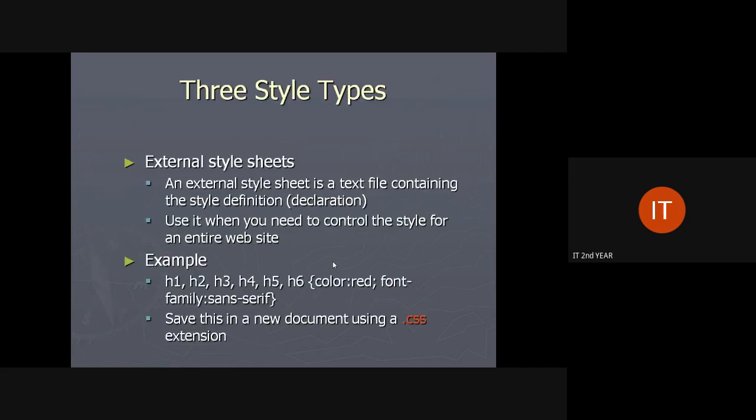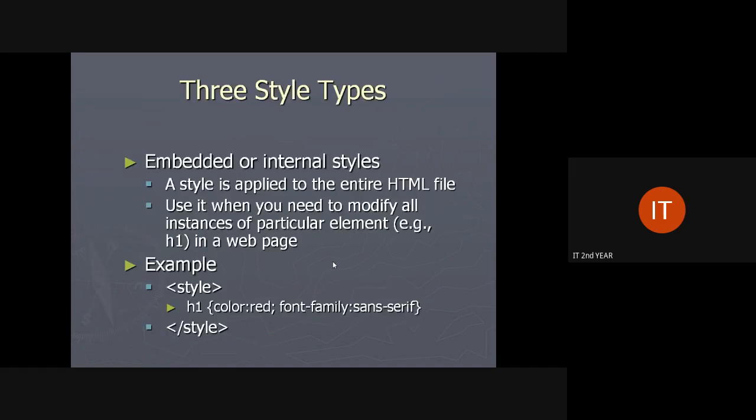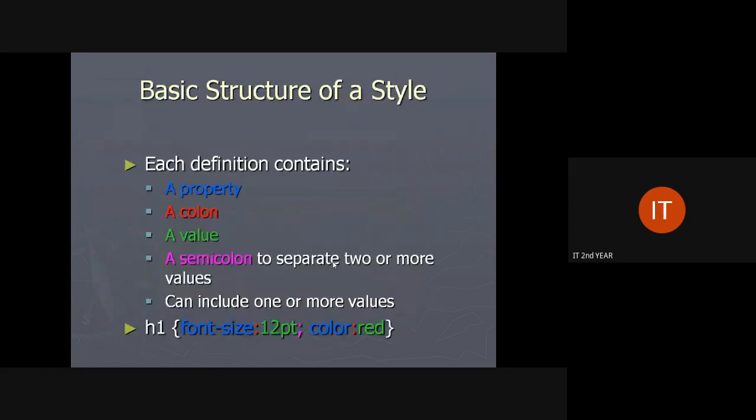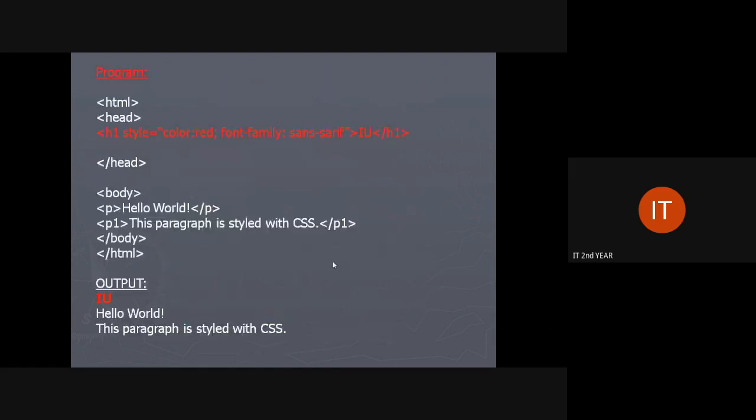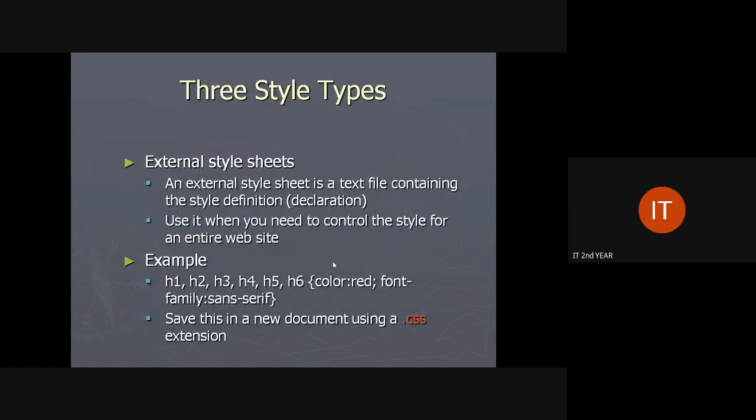Next one is external style sheet. It is a very important style sheet in the cascading style sheets. Since the diagram we have seen previously, for a single CSS file, we are able to apply the styles to many HTML documents. It also saves time, and if you make modifications in a single CSS, it will be reflected in all the HTML files. This condition applies to the external style sheets.